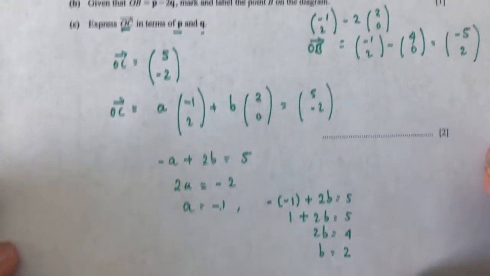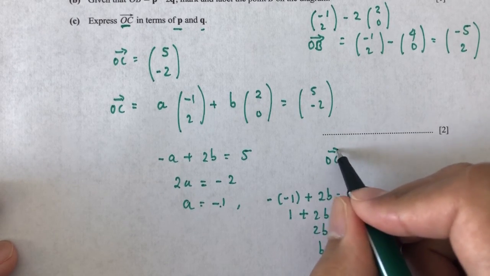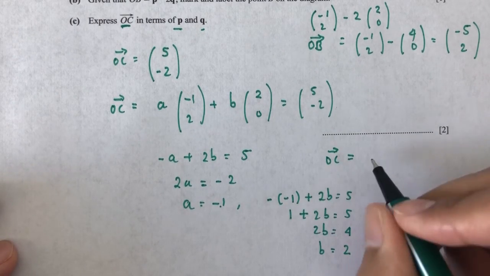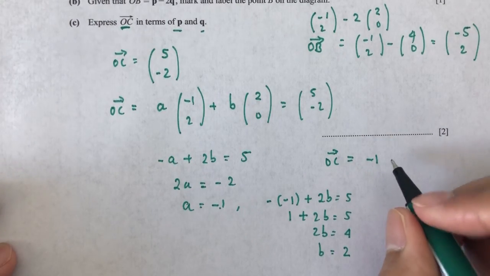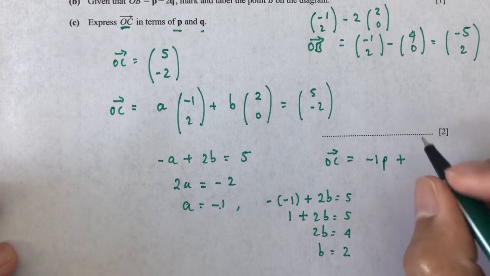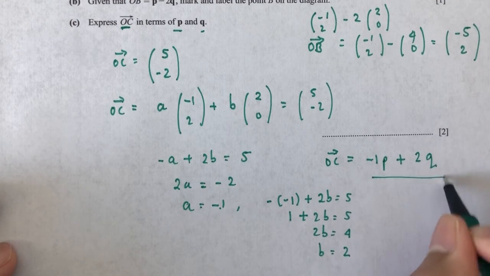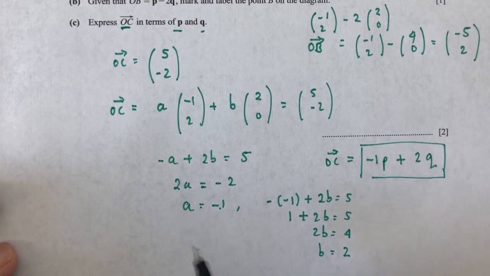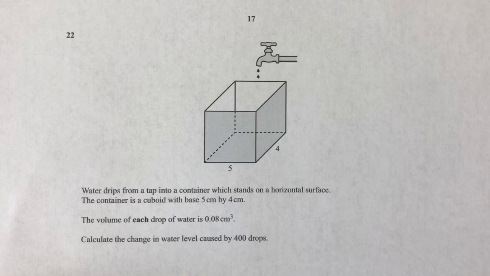So thus we have to replace the value here. So we have OC equal to, A is what? A is minus 1. What is this column vector? It is P plus B is 2. And what is this column vector? Is Q. So this is your answer for part C. So OC in terms of P and Q is minus P plus 2Q.